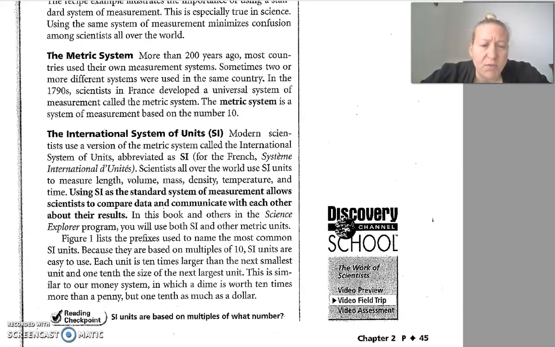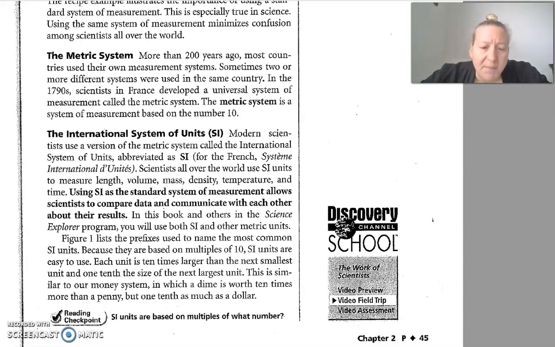In this book and others in the Science Explorer program, you will use both SI and other metric units. Figure 1 lists the prefixes used to name the most common SI units because they are based on multiples of 10. SI units are easy to use. Each unit is 10 times larger than the next smallest unit and 1/10 the size of the next largest unit. This is similar to our money system, in which a dime is worth 10 times more than a penny, but 1/10 as much as a dollar.